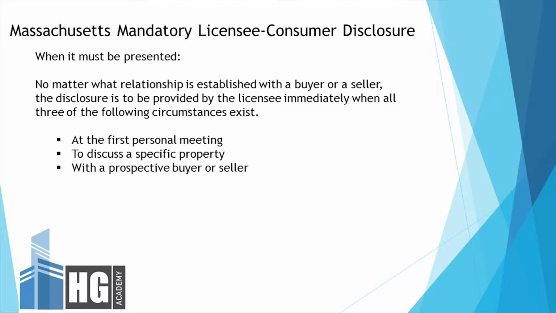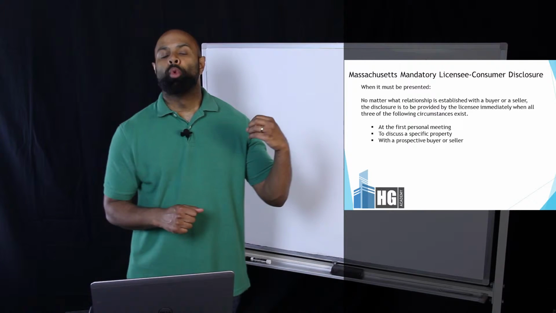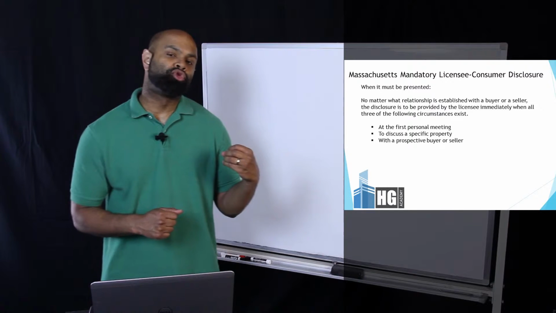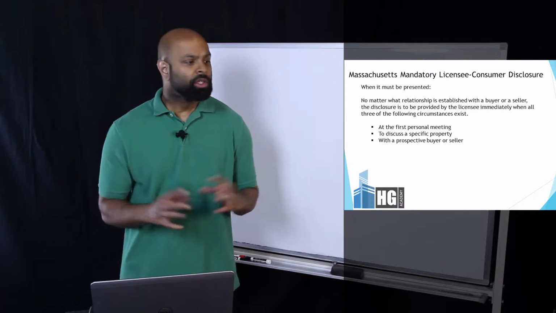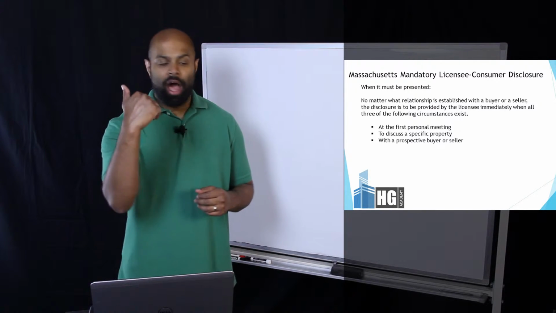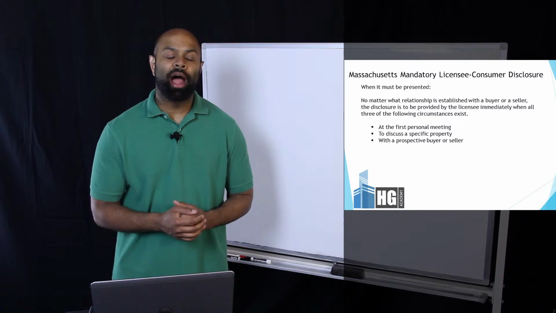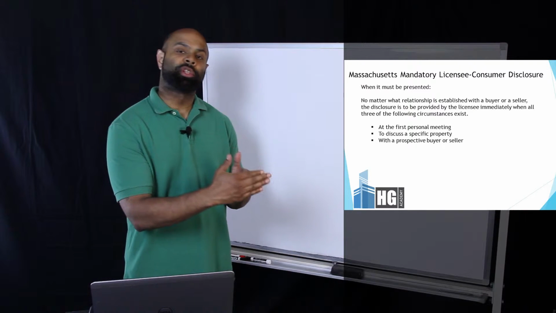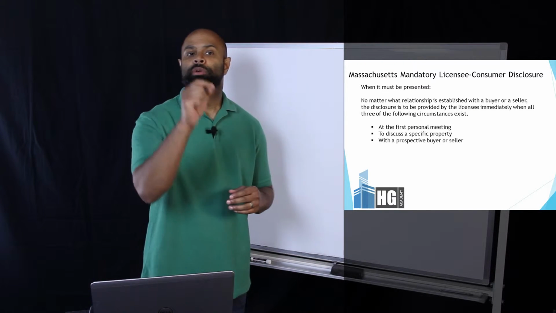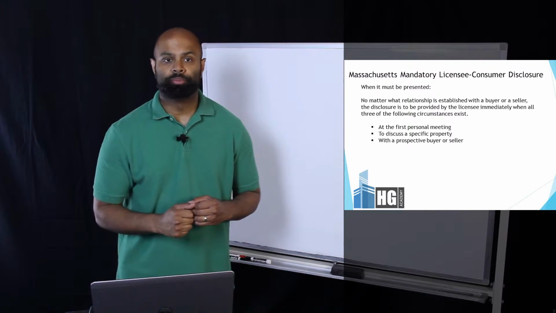Number one, we're at first personal meeting. So not over the telephone, not when they email an inquiry, but when we are physically in front of them during a sale here in the Commonwealth of Massachusetts. That's check number one. Number two, when the consumer is trying to discuss a specific property. So they walk into an office and say, hi, I'm interested in buying a place, but they really haven't identified a specific property, or we haven't either, then we do not have to disclose this at that point. So specific property, check number two.